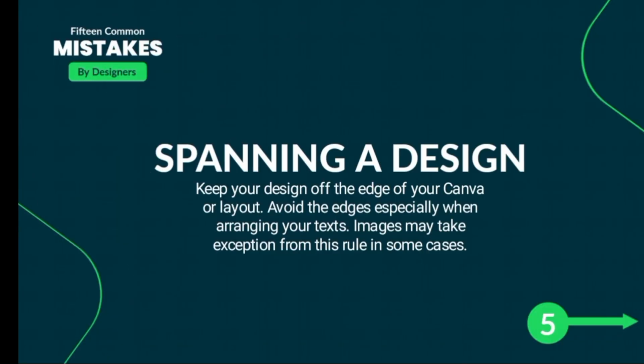Okay, so we have the 5th one, which is spanning a design. Now, to span a design means that you are putting your elements to encroach on the edges of your design composition or canvas. So keep your design off the edge of your canvas or layout. Avoid the edges, especially when arranging your text. Images may take exemption from the rule in some cases. So this is particularly for text. Avoid situating your text around the margin or the edges of your canvas. It is highly unprofessional. Avoid it.